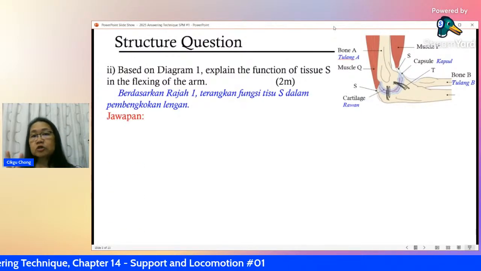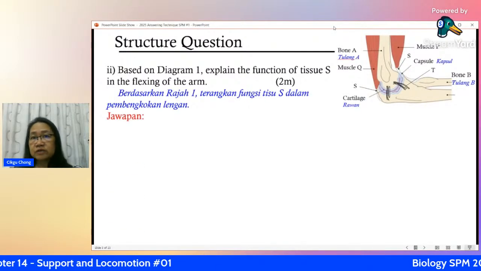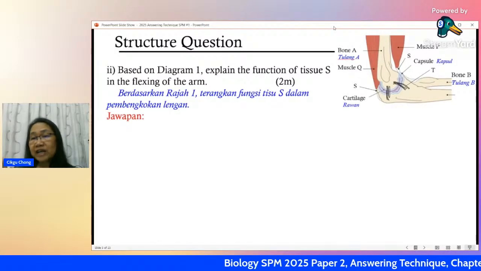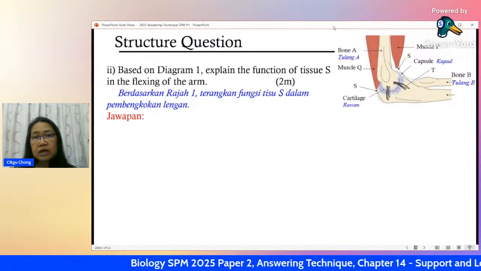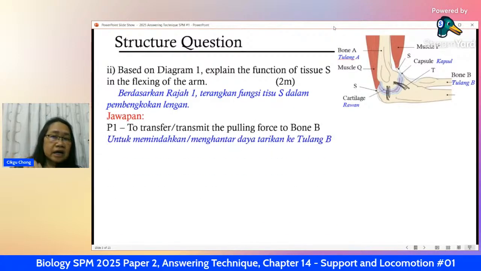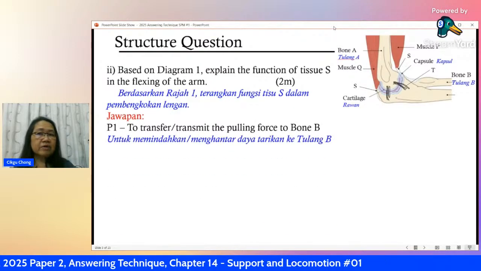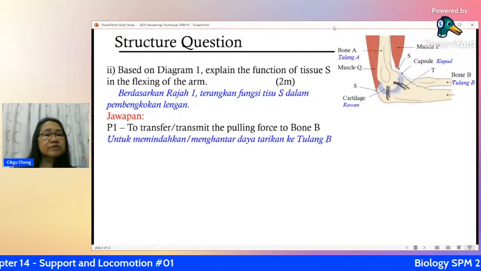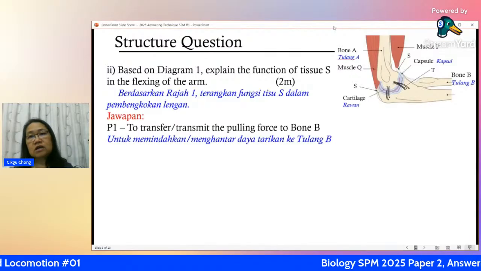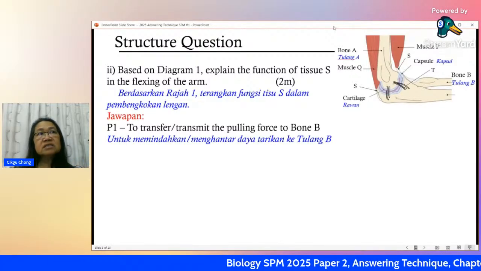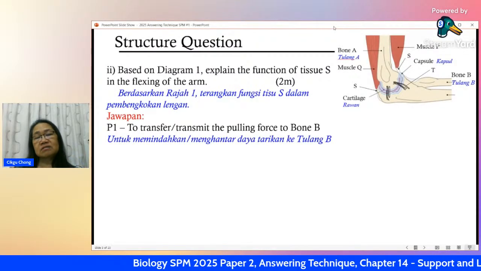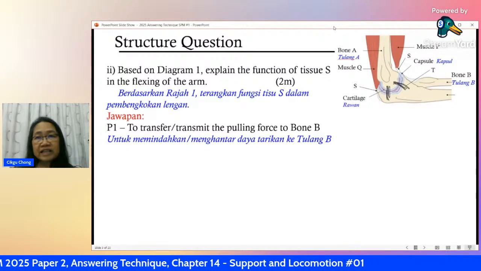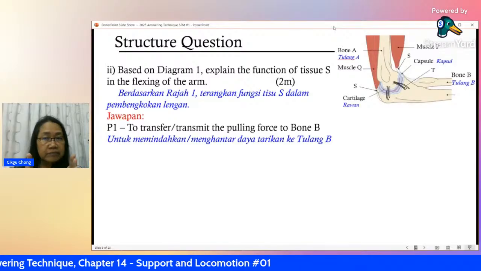So you need to have 2 points again because you have 2 marks for this question. The first thing here is you will see that the S is connecting your muscle to the bone. What is the purpose of doing that? Because the muscle is contracting, when it contracts, it will be able to transfer the pulling force. Muscle always moves organs by pulling. Muscle cannot push. Muscle cannot do anything else except contract and relax.